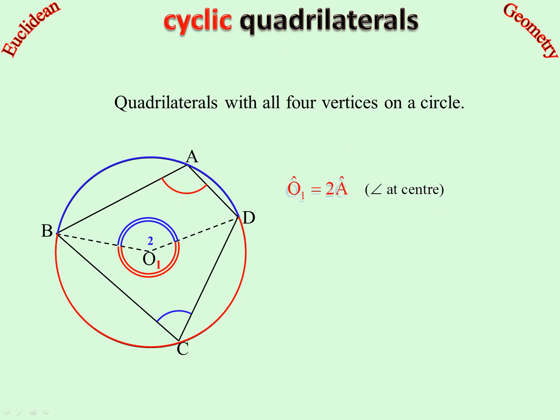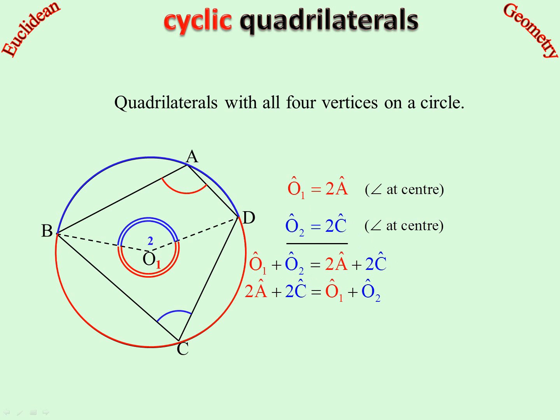And O2 is twice C for the same reason. Now let's do a bit of algebra here. I can add those two and add those two. This must equal that plus that. And I'm going to do a bit of manipulation, so let's just swap the equation around.